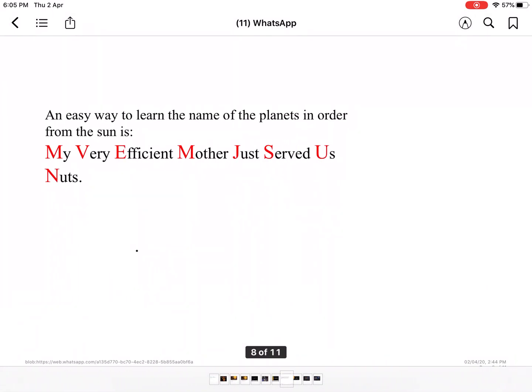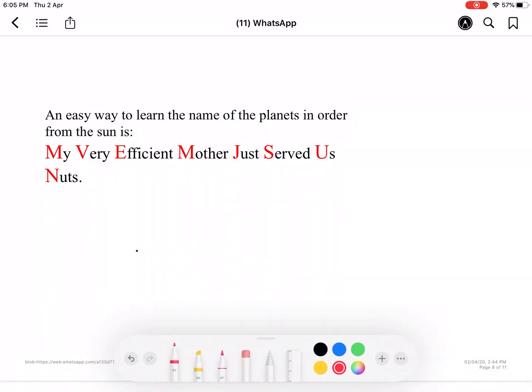Now there is an easy way to learn the names of the planets in order from the sun, and that line is: My very efficient mother just served us nuts. Here M stands for Mercury, V stands for Venus, E stands for Earth, M for Mars, J for Jupiter, S for Saturn, U for Uranus, and N for nuts. So by remembering this line only, we can learn all the names of the planets in the exact order.